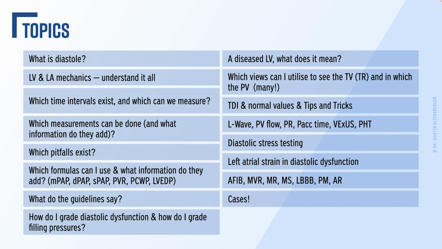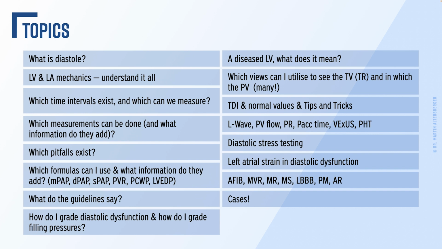There are also plenty of formulas you can use to calculate not only the systolic pulmonary arterial pressure, but also the mean PAP, the diastolic PAP, the pulmonary vascular resistance, the left ventricular end-diastolic pressures, and the pulmonary capillary wedge pressures. We also will discuss again what our current guidelines say and how to grade diastolic dysfunction.